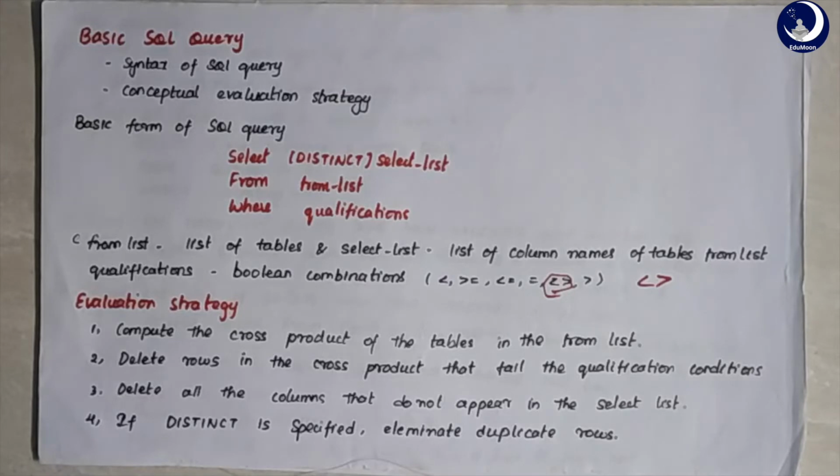You want the columns to be shown in the output, so you'll only select those columns that you want to show in the output. You'll delete all the other columns, filter out all the other things, and keep what is required. If distinct is specified, you will delete the duplicate rows. Since it is optional, sometimes you don't specify it. So this is the evaluation strategy for any query in SQL.